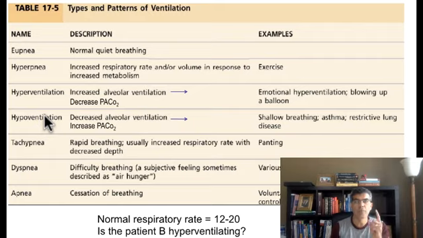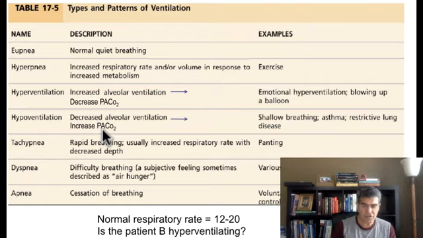A normal pressure of CO2 in the blood is 40 millimeters of mercury. If your PaCO2 goes down to 30 or 20, you're hyperventilating. If you're not breathing enough, that means you're accumulating CO2. The PaCO2 goes from 40 to 50 or 60, and you're hypoventilating. Hyperventilation decreases your PaCO2. Hypoventilation increases your PaCO2.